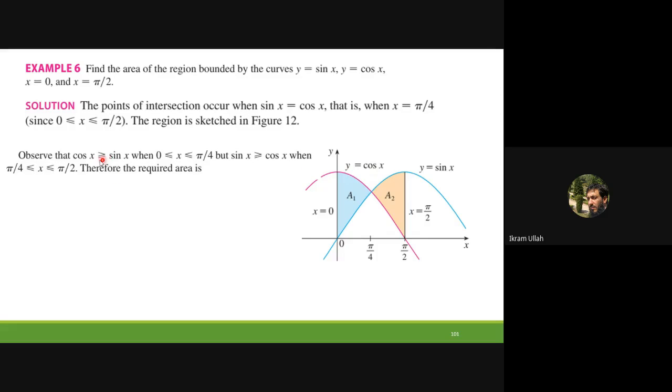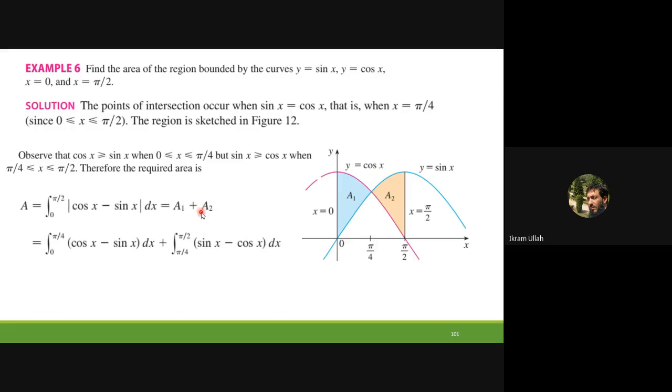Observe that cos of x is greater than or equal to sine of x in the interval x greater than or equal to 0 and less than or equal to pi by 4, because the graph is upper bounded by cos and lower bounded by sine in this interval. And sine of x is greater than or equal to cos of x when x is greater than or equal to pi by 4 and less than or equal to pi by 2.